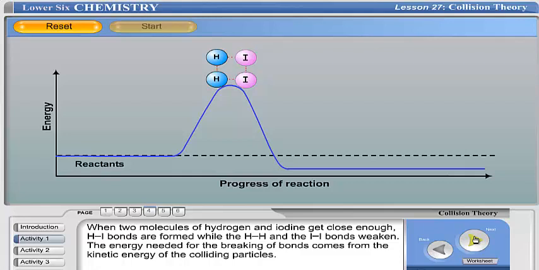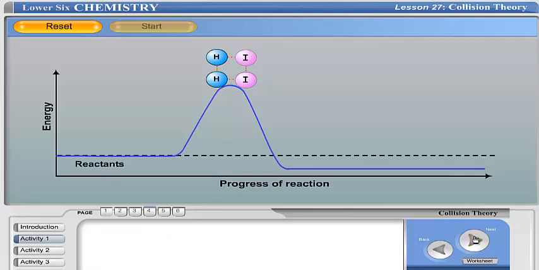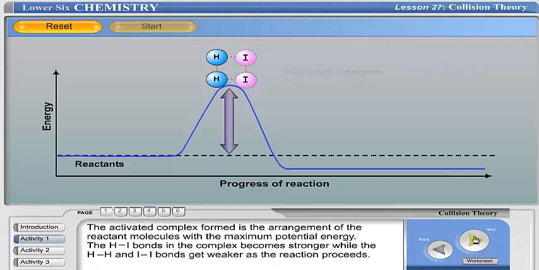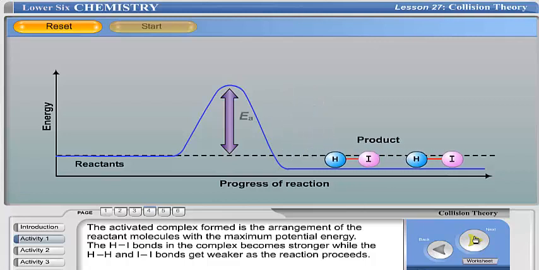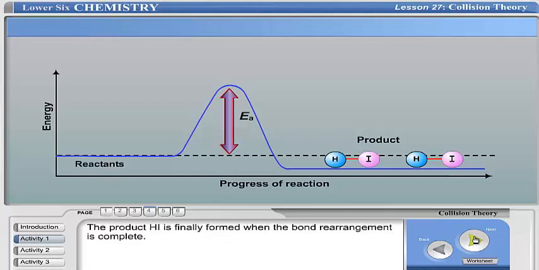When two molecules of hydrogen and iodine get close enough, HI bonds are formed while the HH and the II bonds weaken. The energy needed for the breaking of bonds comes from the kinetic energy of the colliding particles. The activated complex formed is the arrangement of the reactant molecules with the maximum potential energy. The HI bonds in the complex become stronger while the HH and II bonds get weaker as the reaction proceeds. The product HI is finally formed when the bond rearrangement is complete.